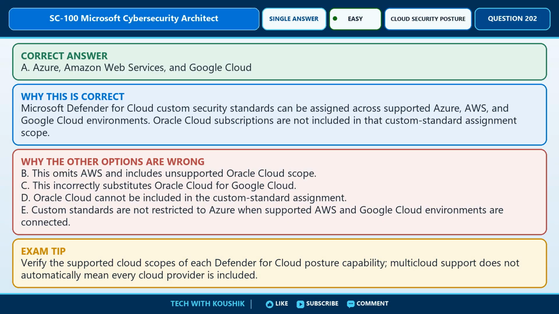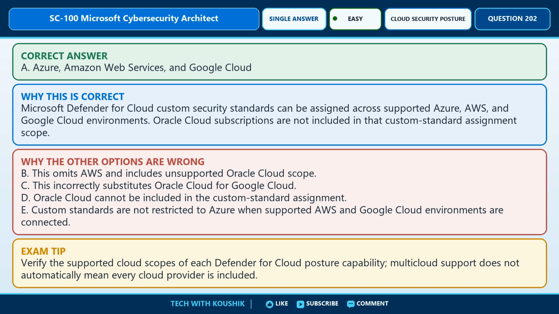The correct answer is Option A. Azure, Amazon Web Services, and Google Cloud. Here's why. Microsoft Defender for Cloud custom security standards can be assigned across supported Azure, AWS, and Google Cloud environments. Oracle Cloud subscriptions are not included in that custom standard assignment scope. Why are the other options not correct?